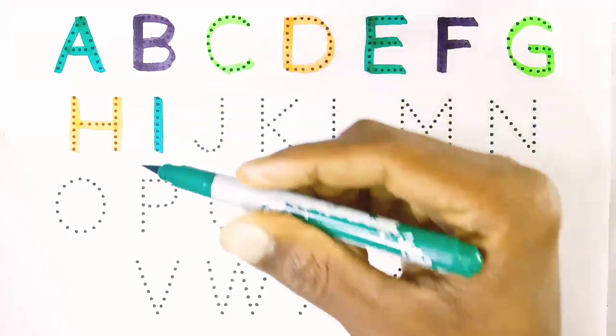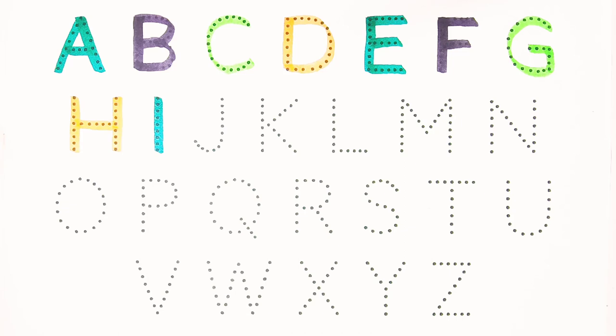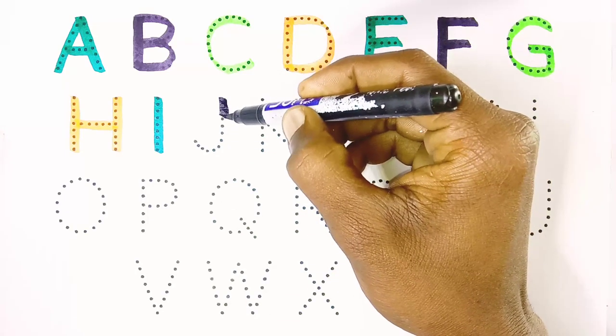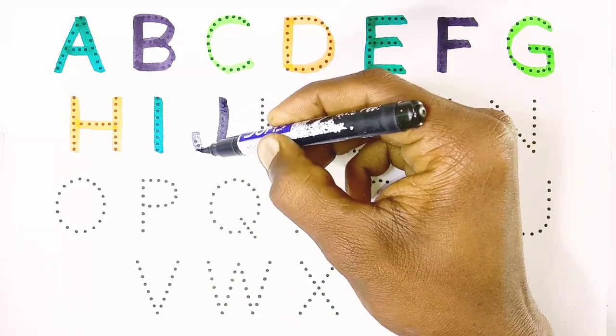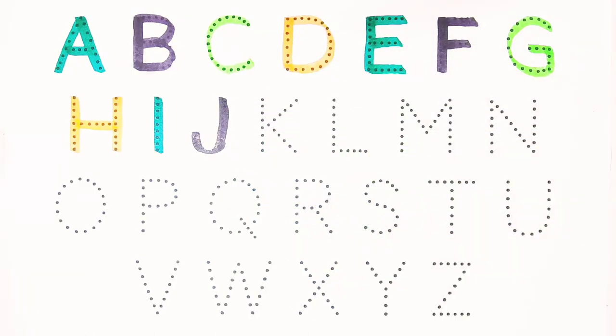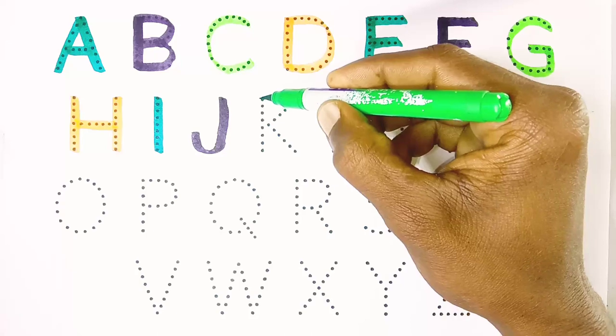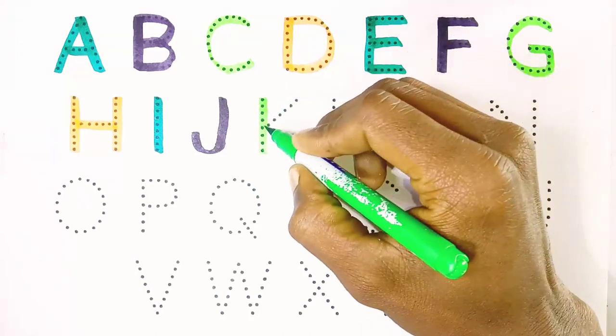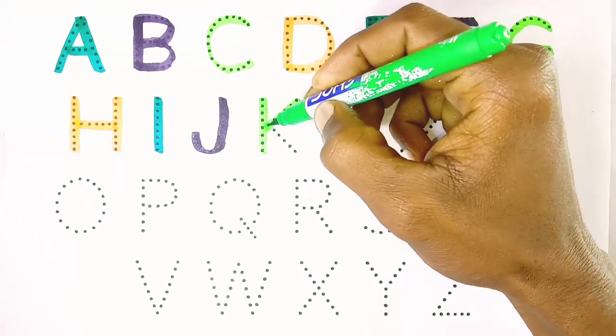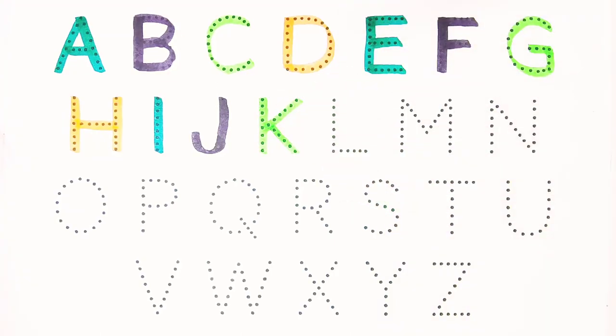I, I for ice cream. J, J for jug. K, K for camel.